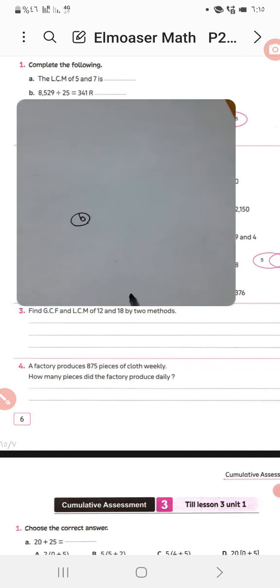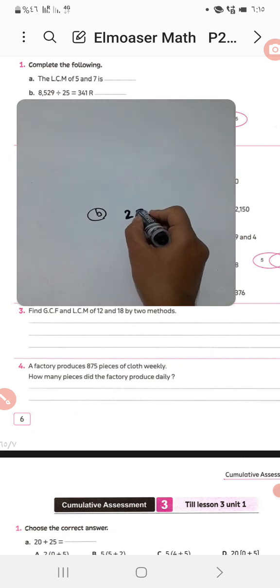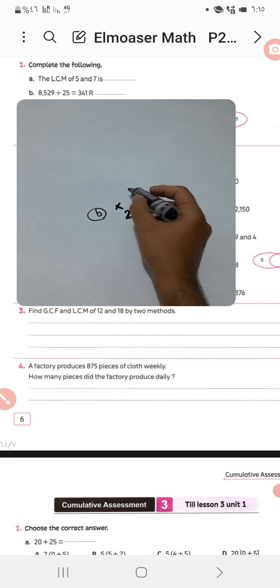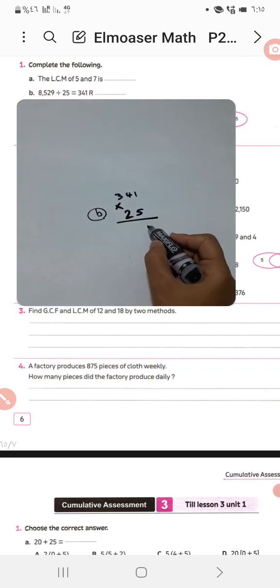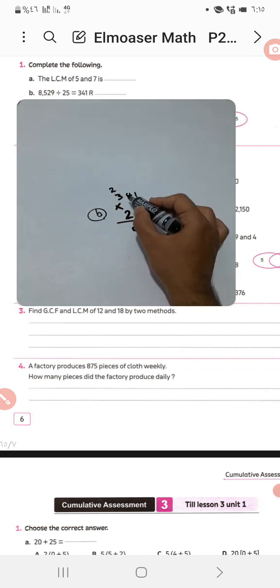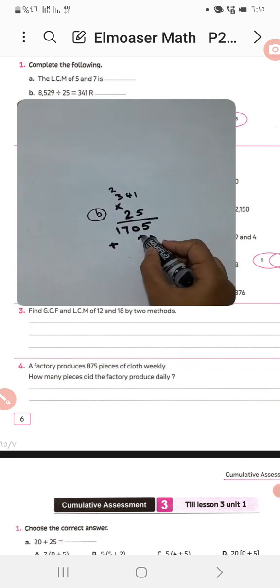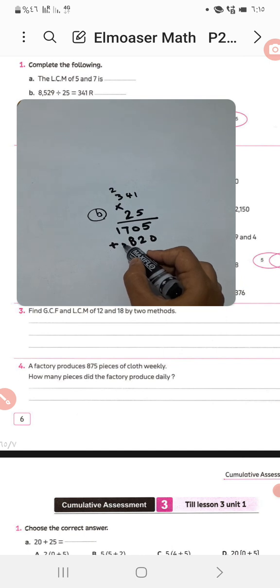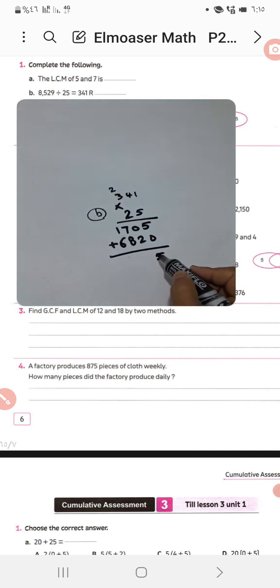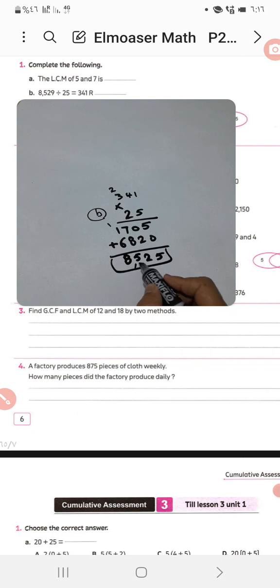We know 25 multiplied by 341. 5 times 1 equals 5. 5 times 4 equals 20, write 0 and carry 2. 3 times 5 is 15. 15 plus 2 equals 17. Write 0. 2 times 1 equals 2. 2 times 4 equals 8. 2 times 3 equals 6. 5 plus 0 equals 5. 0 plus 2 equals 2. 8 plus 7 is 15, write 5 and carry 1, 2 plus 6 equals 8. The result is 8,525.